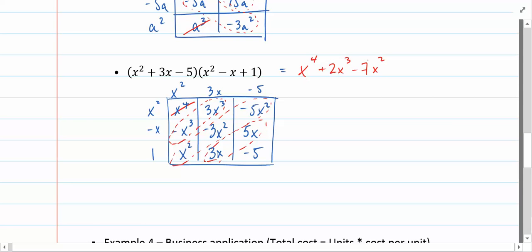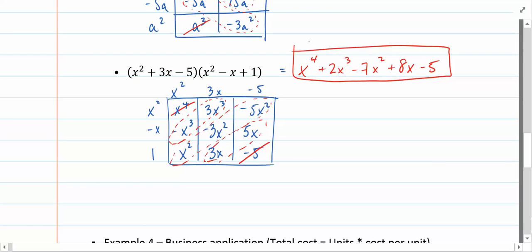Then we have two more terms that can combine together. 3x plus 5x is a positive 8x. And lastly, we have negative 5 at the end by itself. And the result for the product of these two trinomials is x to the fourth plus 2x cubed minus 7x squared plus 8x minus 5.